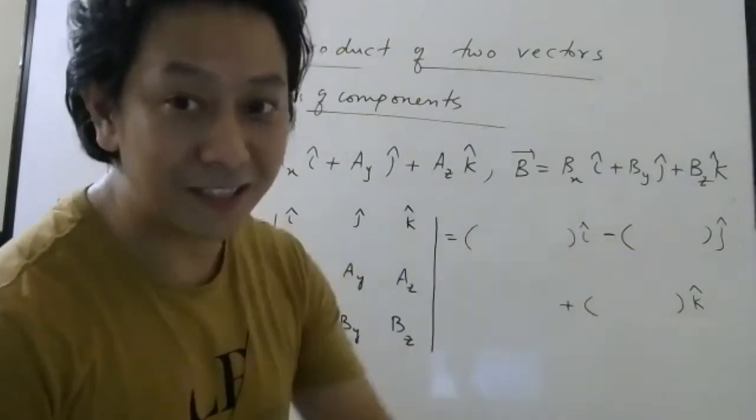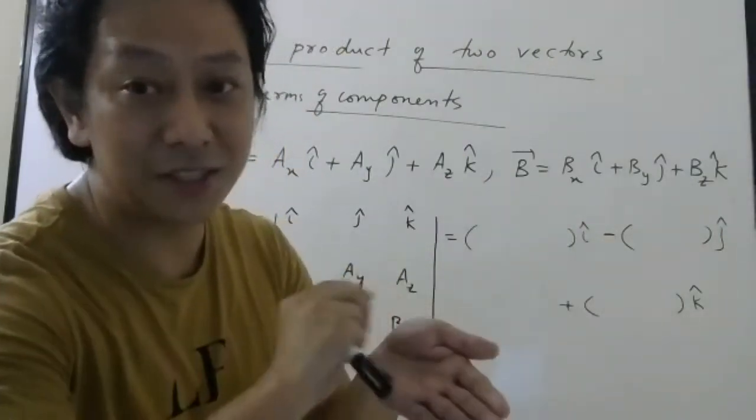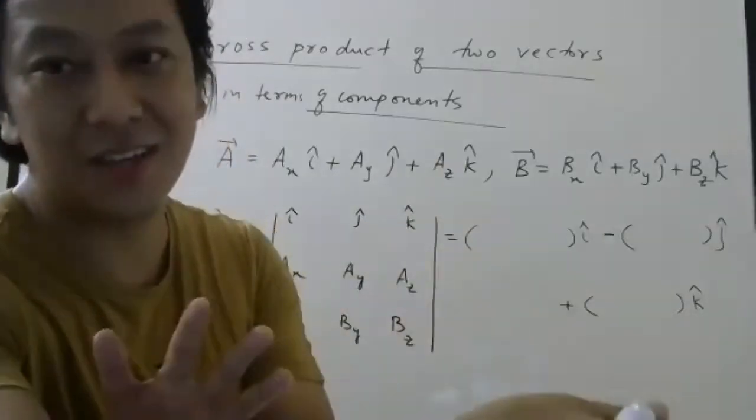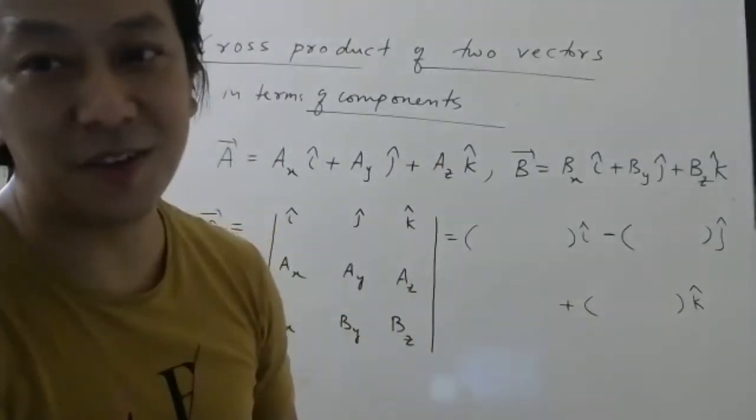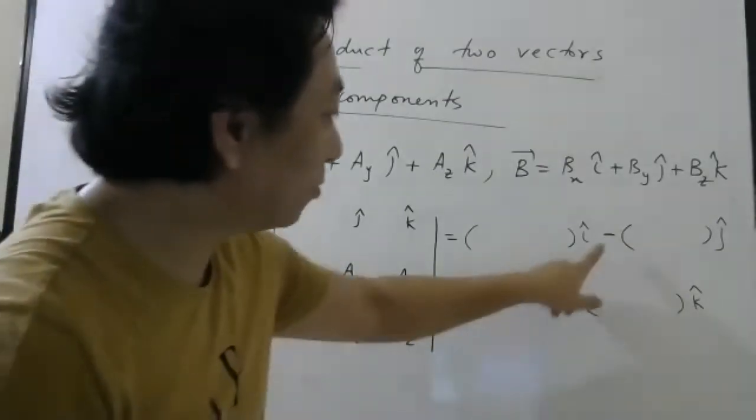Otherwise you will not get that answer, which if you multiply those 9, I told you, you will get 9 terms. So out of 9 terms, 3 terms will be 0. So to get that answer, you have to put a minus sign here.